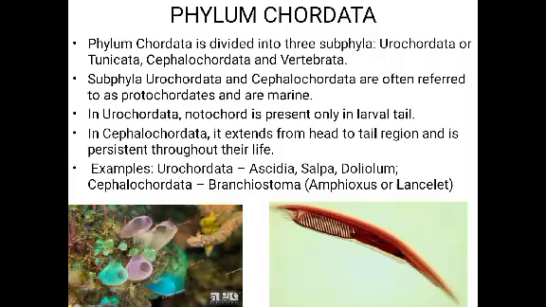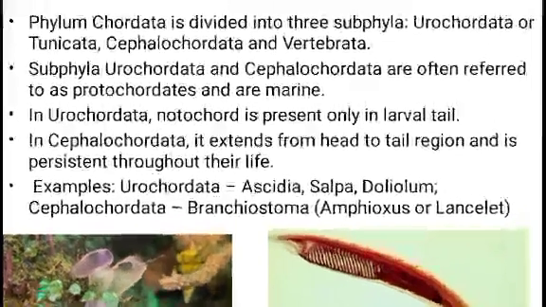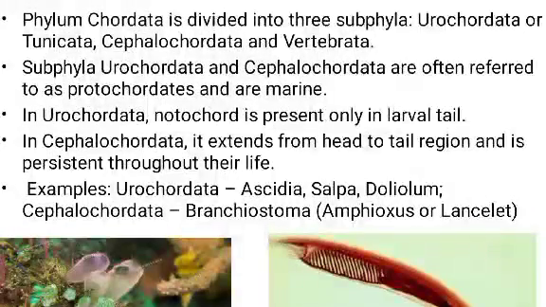Now, the phylum Chordata is divided into three subphyla. What are they? Urochordata, otherwise called Tunicata, then Cephalochordata and Vertebrata. So these are the three subphyla: Urochordata or Tunicata, Cephalochordata and Vertebrata.